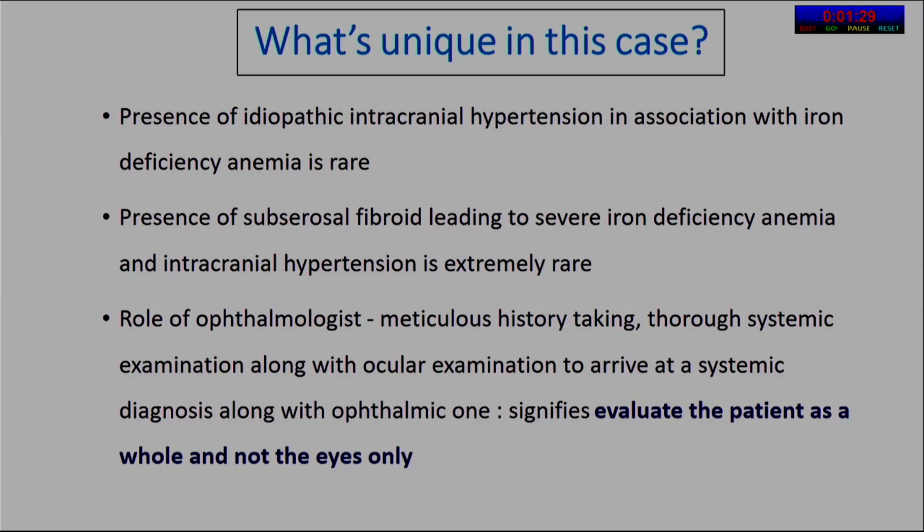So in my case, the presence of idiopathic intracranial hypertension with iron deficiency anemia is rare. Presence of subserosal fibroid causing iron deficiency anemia and IIH is extremely rare. So the role of the ophthalmologist in meticulous history taking, thorough systemic evaluation along with ophthalmological examination is very important to arrive at a diagnosis, which signifies evaluating the patient as a whole, not the eyes only.